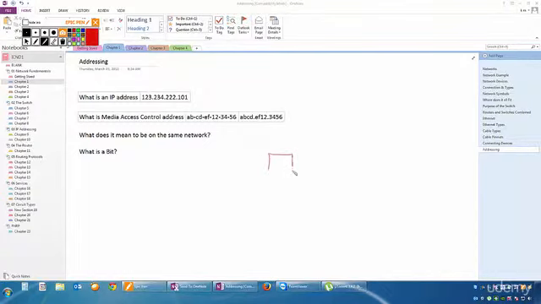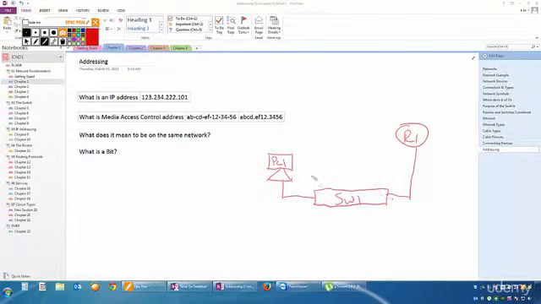So what does that mean? That means every PC, every printer, every wireless device, no matter what, if it needs to communicate with each other, it needs an IP address. So if I have a communication like so, this is going to have an IP address. This is going to have an IP address right here.